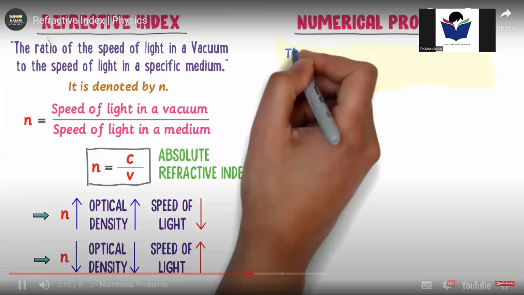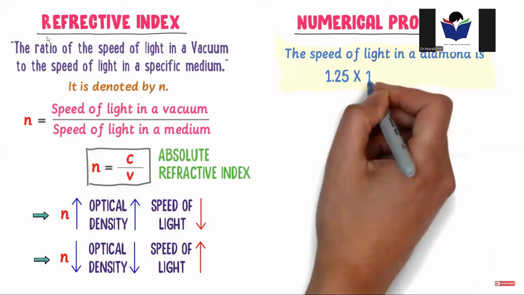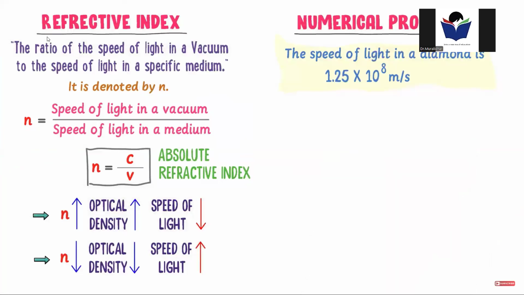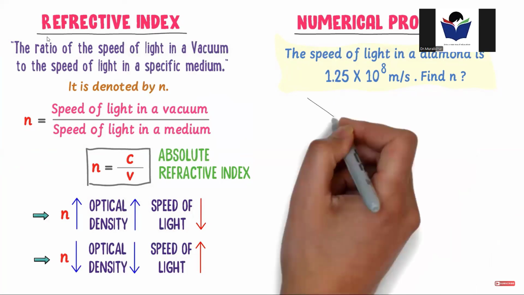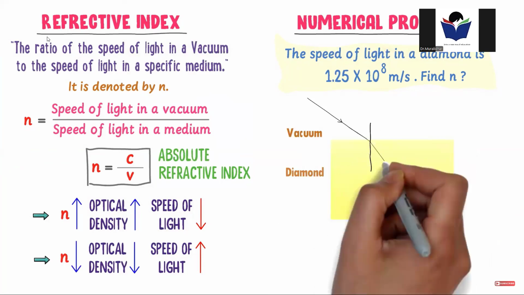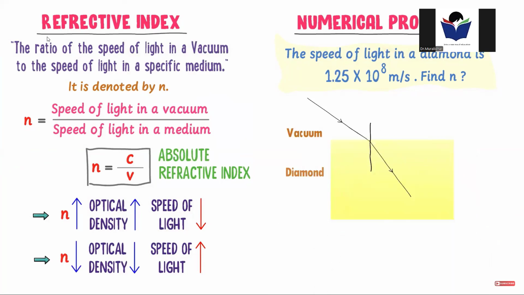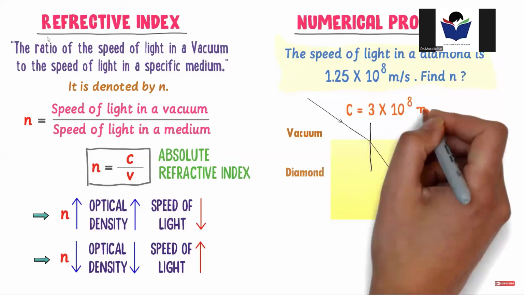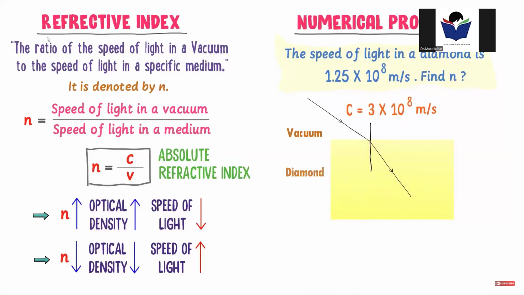For example, the speed of light in a diamond is 1.25 into 10 to the power 8 meter per second. Find its absolute refractive index. Firstly, let me draw a freehand diagram so that you can easily understand it. Let the incident light ray be traveling from the vacuum and entering into the diamond. We know that the speed of light in the vacuum is c equal to 3 into 10 to the power 8 meter per second, and the speed of light in the diamond is given, v equal to 1.25 into 10 to the power 8 meter per second.